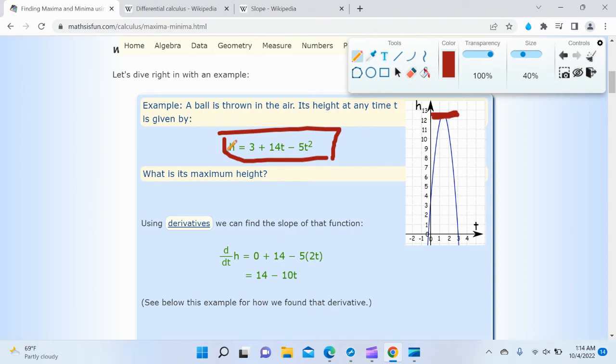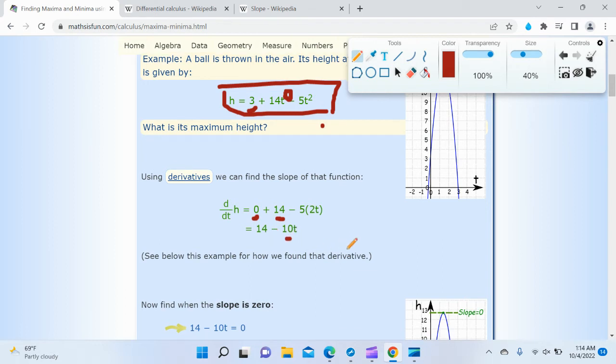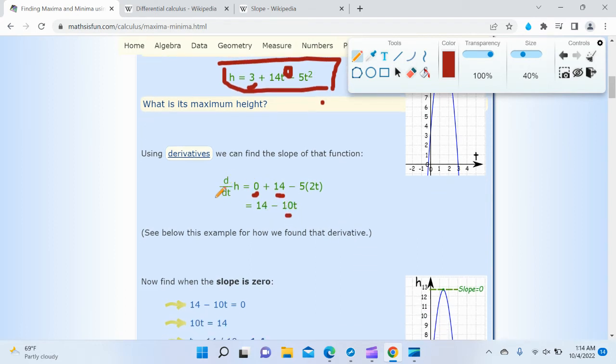How can we find it? So let's assume h is equal to this, and take d by dt of h. Now we know that differentiation of a constant is 0. Differentiation of 14t, t will be again 0, and 0 means 1, so it will be 14, and 5t squared, so 2 will be multiplied by 10t. So 14 minus 10t. This is the equation we got after differentiation.